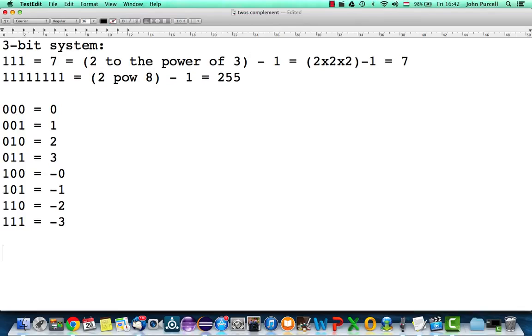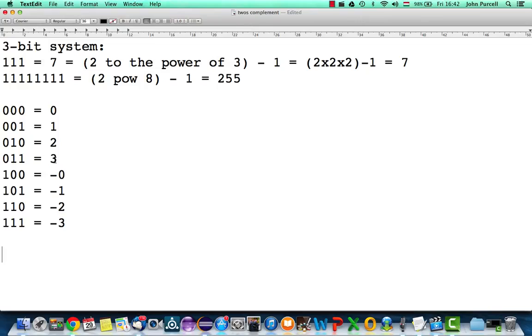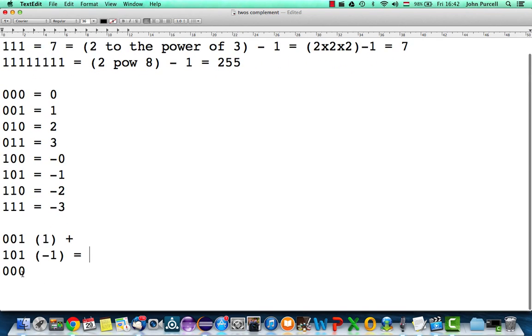So let's imagine that we want to add up, let's say 1 and minus 1. Let's try that. So 001 is 1, and add to it minus 1, which is 101. I'll put zeros for the answer to start with. So this is 1, and we want to add negative 1 equals. Now, binary arithmetic works the same as decimal arithmetic or hexadecimal or whatever you like, but we're most familiar with decimal.